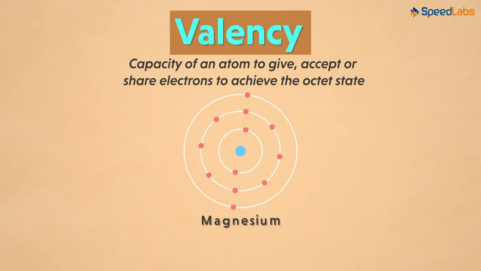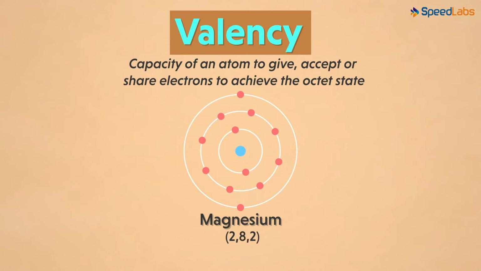Now tell me, what will be the valency of magnesium? We know that magnesium has 12 electrons. That means the electronic configuration of magnesium is 2, 8, 2. So how many electrons will be needed now? 6. That's correct. 6 electrons are needed to complete the octet.